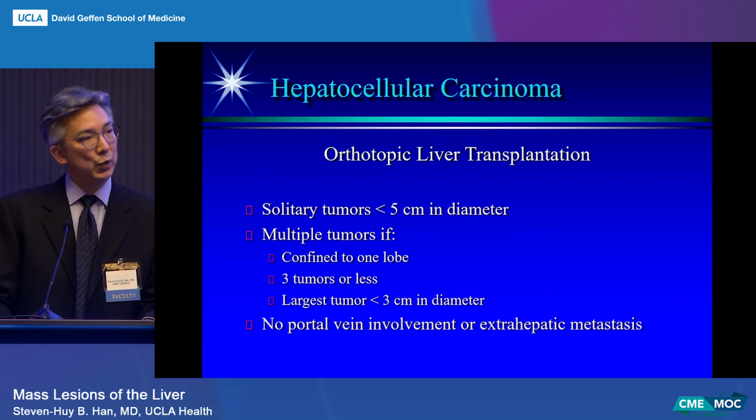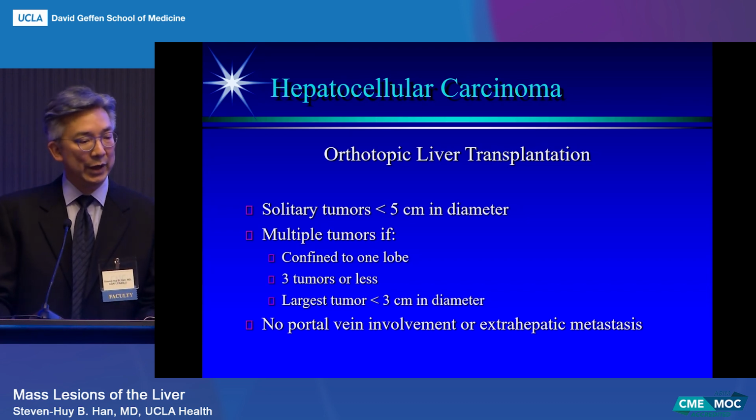Transplants, if the tumor is within what they call Milan criteria, so 1 lesion less than 5, multiple lesions up to 3 with the largest less than 3, no evidence of vascular spread or metastases, then that's good.